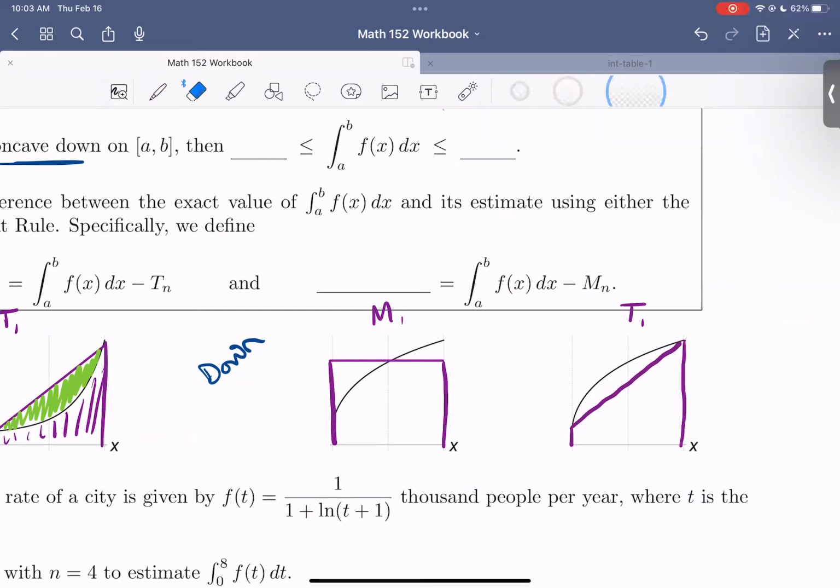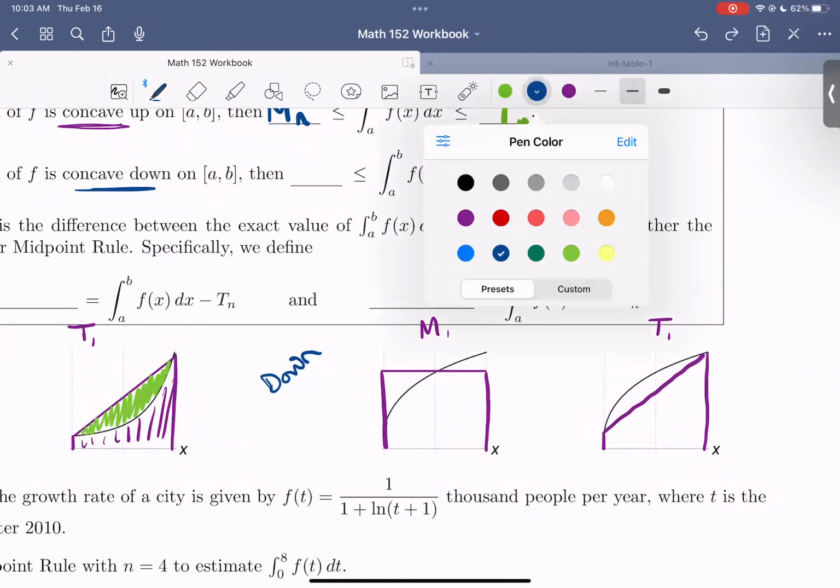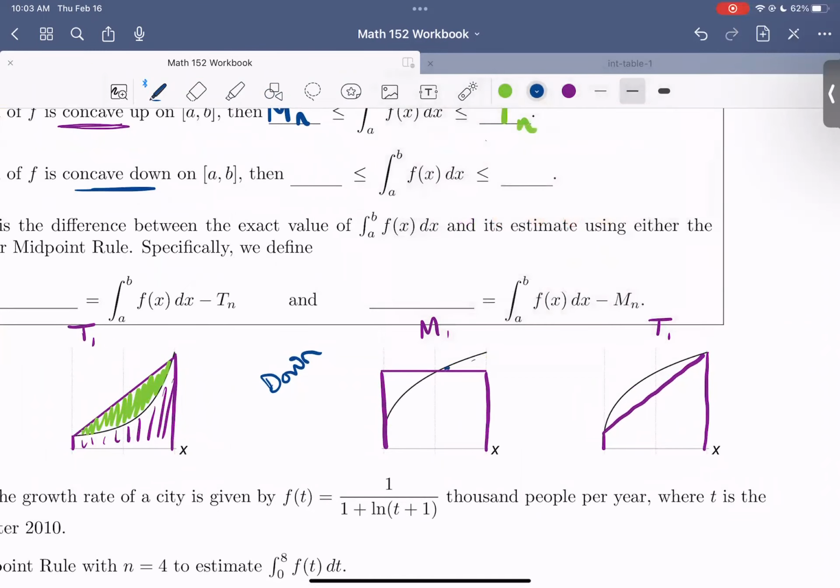Similarly, let's go ahead and fill in what we haven't counted and what we have overcounted. In the midpoint rectangle, we have not counted this area here. We'll change that to blue because that's what I was using before. This is the area we have not counted. This is the extra area we've counted. And for the trapezoid, here's all the area we have not counted, but we wanted to.